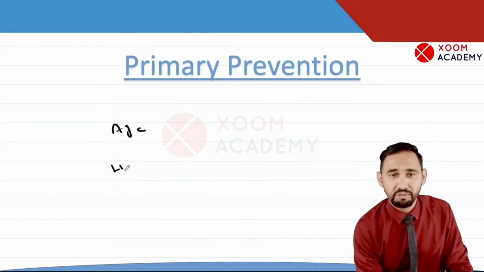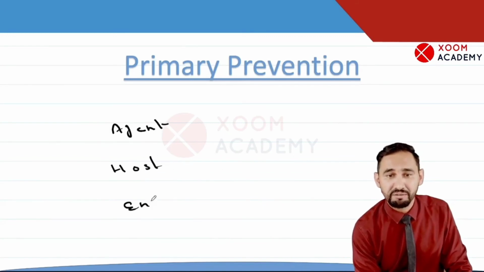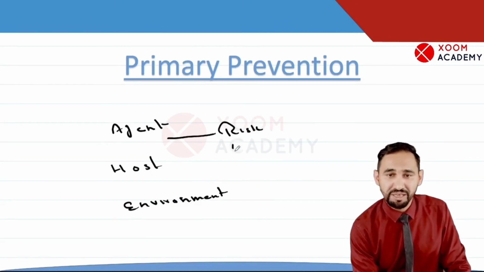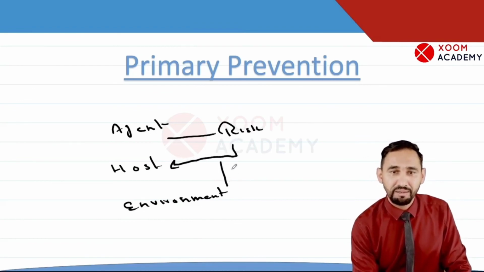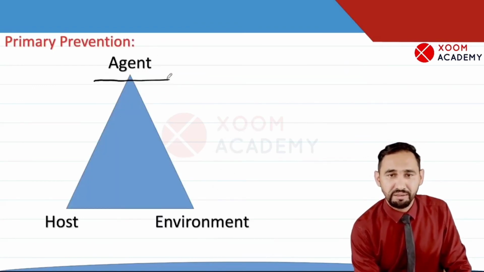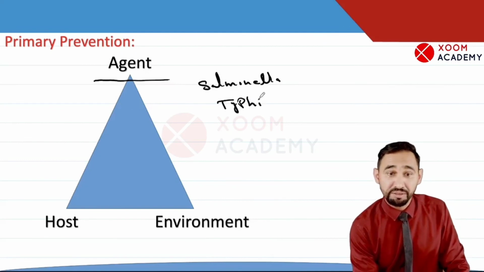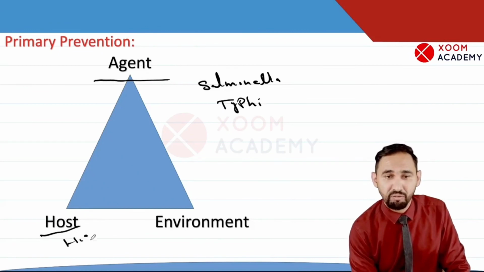there is host, and there is environment. Risk factor has developed. Risk factor is present. We have to stop the interaction of this risk factor with host and environment. Like agent. Salmonella typhi causes typhoid fever. It is present. Host is present. Host, high-risk people who are at greater risk.